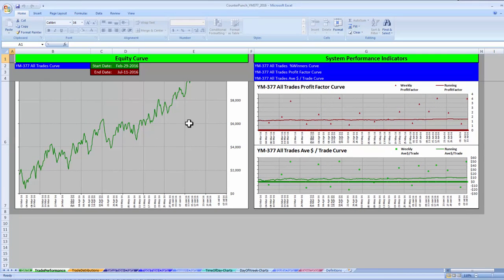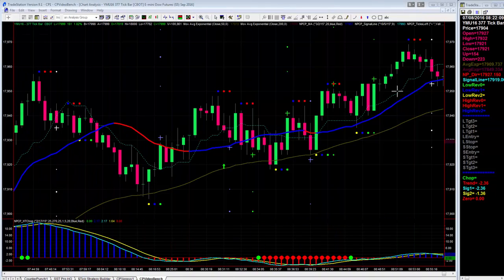So the point is that whether you're looking at the DAX or whether you're looking at any market, the first and foremost thing is you have to think like a business person, and you have to understand your strategy.